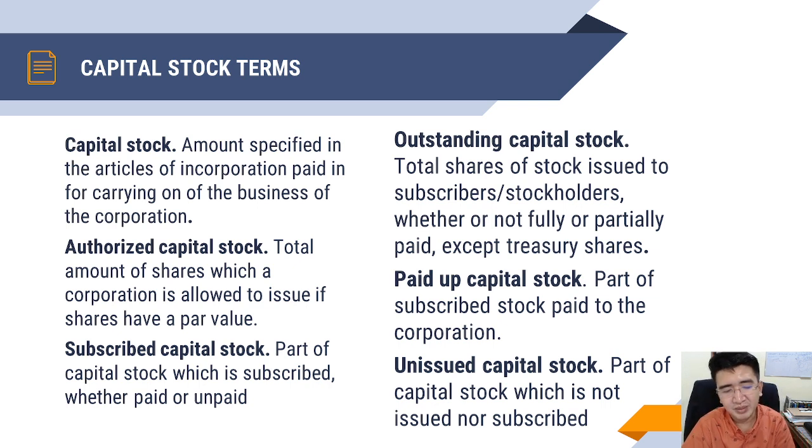Yung subscribed capital stock naman, ito yung part ng capital stock na na-subscribe ng stockholders. Diba? Ang stockholders, hindi naman kaagad mag-i-issue yan. May subscription pa yan. Magsusubscribe muna si stockholder, yung total na na-subscribe, yun yung subscribed capital stock. Ang outstanding capital stock naman, these are total shares of stock issued to subscribers or stockholders, whether not fully or partially paid except treasury shares. So ito, these are total stocks na na-issue or na-subscribe. Yun yung outstanding capital stock. Whether bayad yan or hindi, yan yung OCS mo.